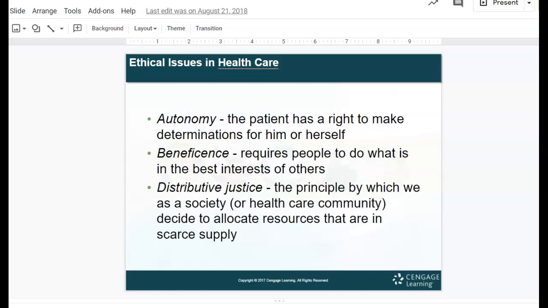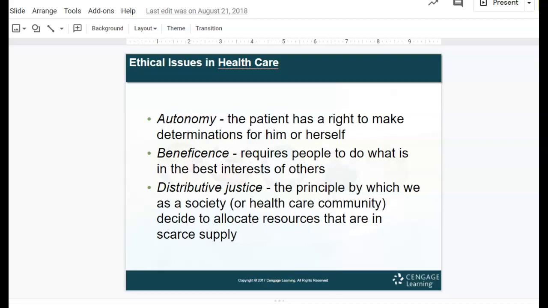With regard to ethical issues in healthcare, we talk about three different principles. The first principle is autonomy, which is where the patient has a right to make the determinations for themselves. Nobody gets to decide what happens to them except for themselves. Beneficence is where it requires people to do what is best in regard to the interest of others. And then distributive justice is the principle where, as a society, or in this case, a healthcare community, it decides how to allocate its resources that are in scarce supply.